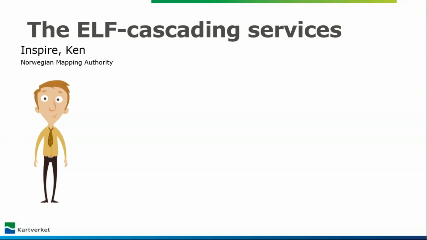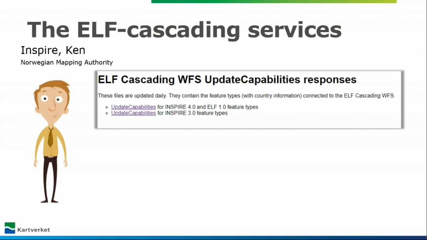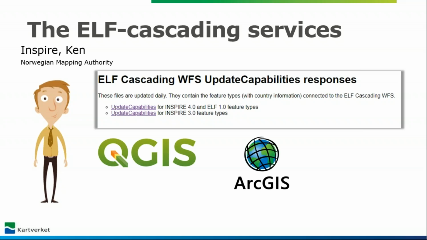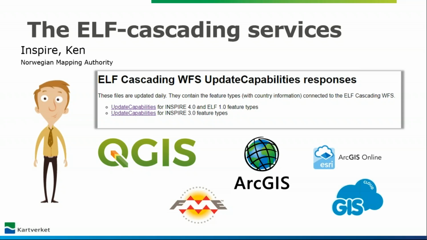He's a pretty nice guy, and he was tasked to test some cascading services, the one called Inspire 4 and Inspire 3, because they wanted to test this in a lot of different client applications and some web solutions. So he started testing it in QGIS, ArcGIS or ArcMap, both of them, and in FME, and also ArcGIS Online, and something called GIS Cloud.